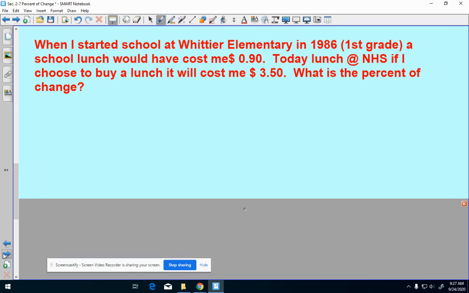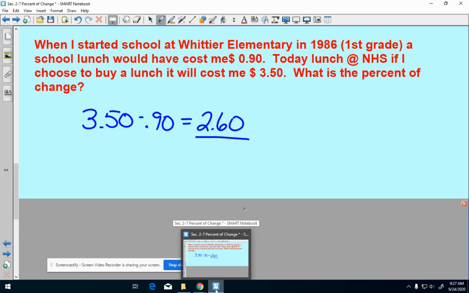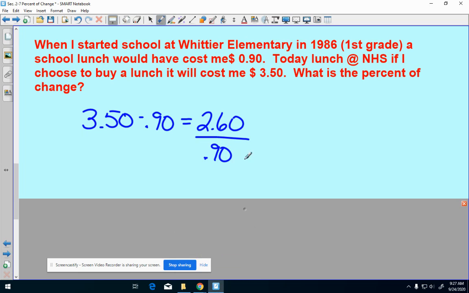No? Okay. As the amount of change? Yeah. I'd agree with that. Well, how do you find the amount of change? So do that. 350 minus 90 cents. Okay, that's the amount of change. Divide that by which number? That's okay, the original amount. Which one happened first was the 90 cents.